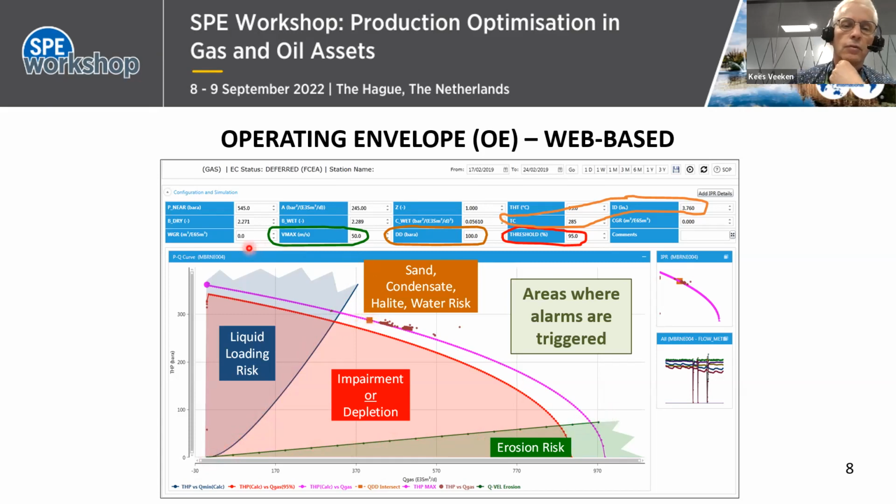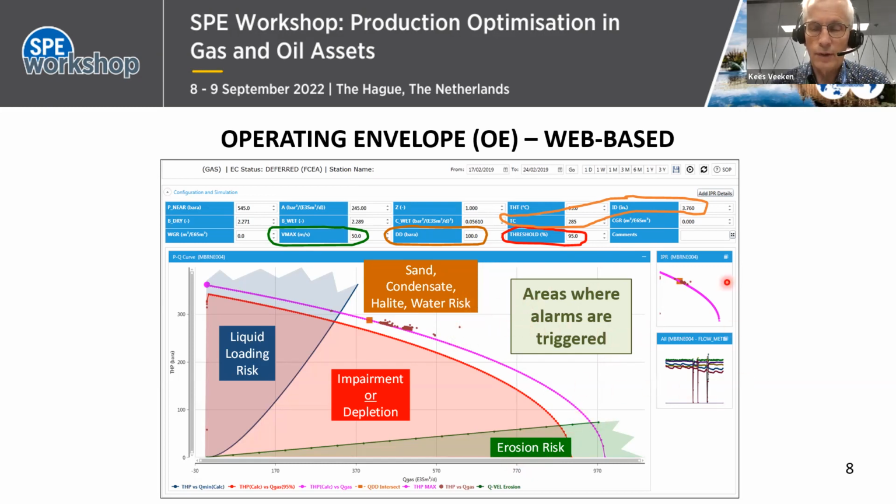Then you can equip this operating envelope with alarms. You could say, okay, as soon as I go below the purple liquid loading envelope, I would flag a liquid loading risk. If I drop below this 95% reservoir pressure line, I would flag impairment or depletion, and it would be time either to look at inflow improvement or to adjust your well parameters, your reservoir pressure. And if you go above a certain rate, above the erosional line, you could flag erosional risk. So it's quite straightforward to equip the plot with alarms.